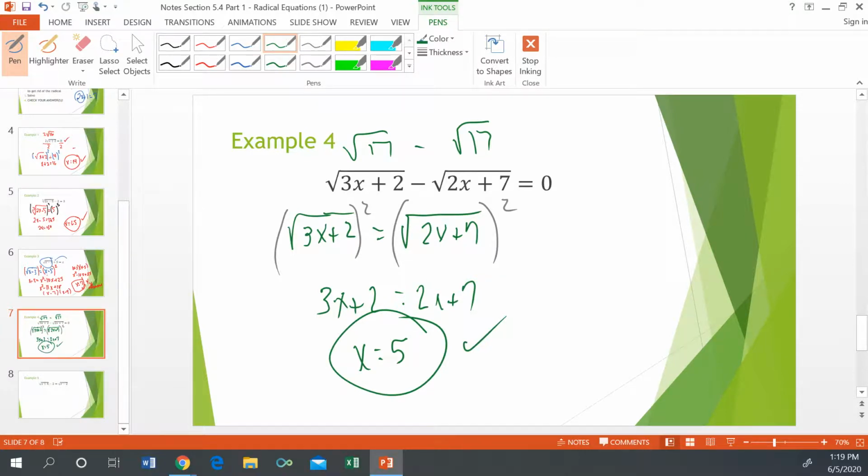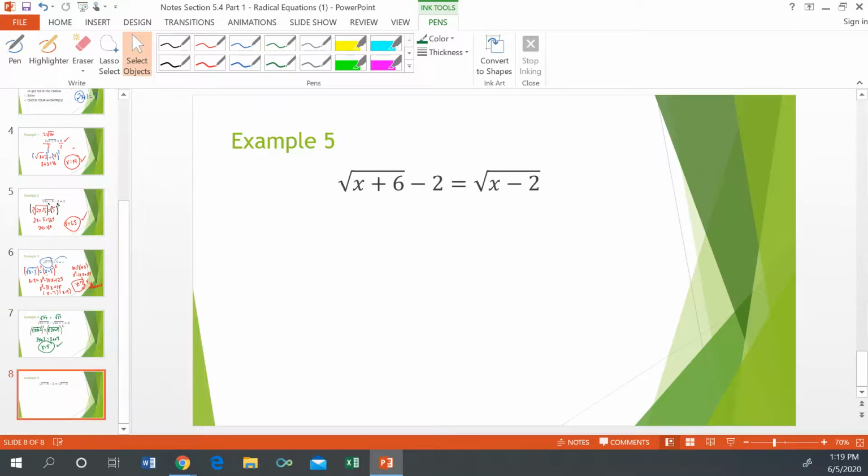Okay, last one. It's a little bit hairy, but it's actually not so bad. Take a look. We have roots on both sides. It doesn't matter if I keep that minus 2 there or bring it over to a plus 2. It's not going to do anything. So I'm just going to square both sides.